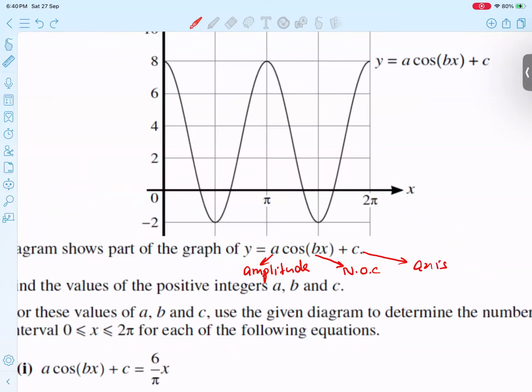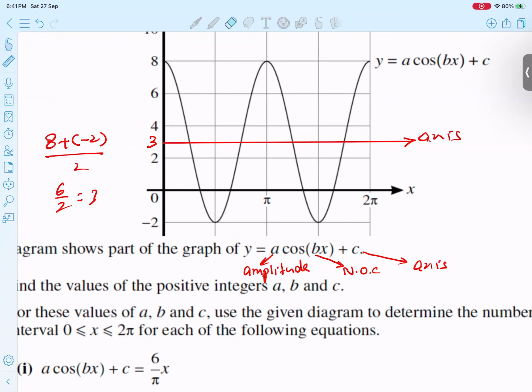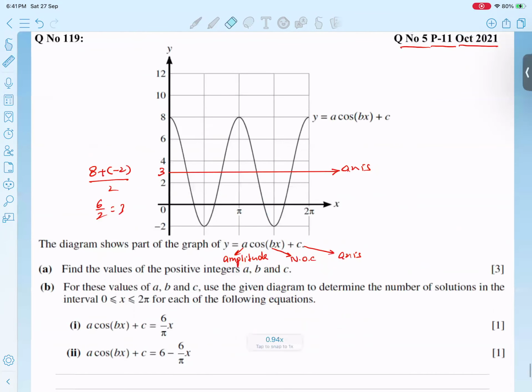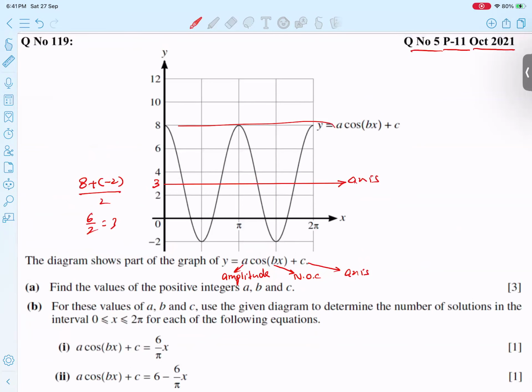So if you check how much the curve goes up and down, the middle line is naturally between the highest number 8 and the lowest number -2. If I take the average of these numbers, I get 6 by 2, which is 3. So 3 is this line. You can see, students, this line which I made here for you is passing through 3, and this is called axis. I have taken the average of the highest number 8 and lowest number -2.